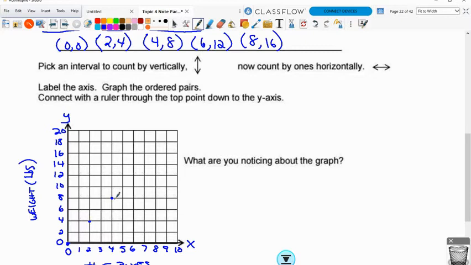6 comma 12 is our next one. So again, I'm going to move to the right 6 units from the origin. And then I'm going to go up 12, which is this point right here, 6 comma 12.